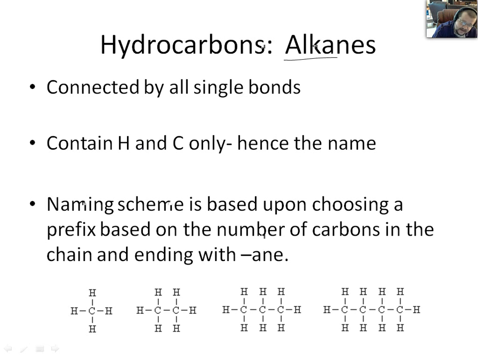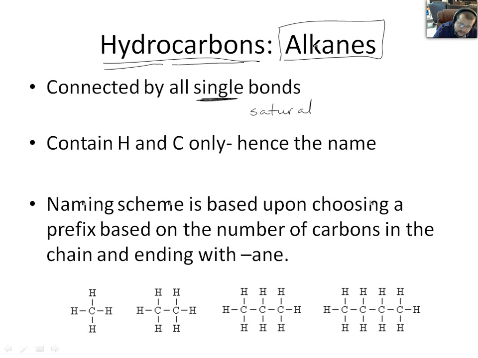Alright, let's jump in. This is going to be our big family of hydrocarbons that we're going to deal with for the day. We're going to learn how to name these. We're going to learn their properties. They're called the alkanes. The alkanes are hydrocarbons, meaning they're composed of hydrogen and carbons. They're connected all by single bonds, which means saturated.